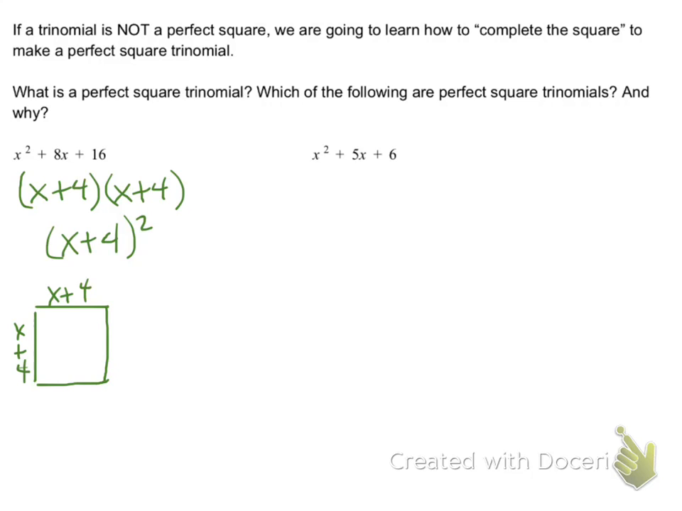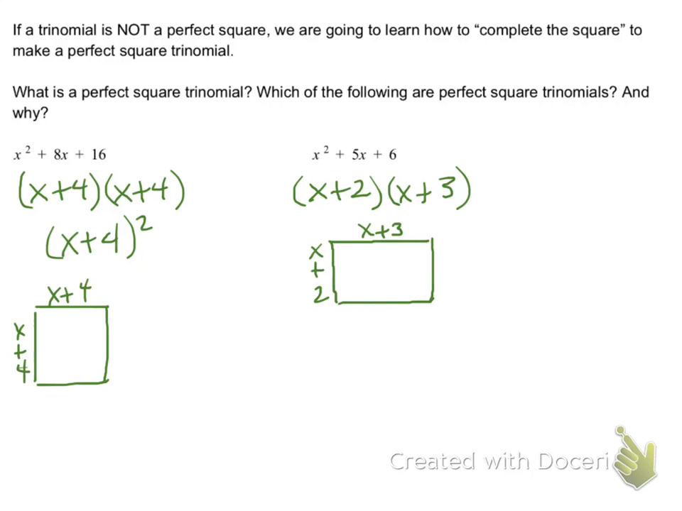If we look at the second example, it will factor as x plus 2 and x plus 3, but that's not a perfect square trinomial because if I were to again make a box out of it, one side would be x plus 3, the other side would be x plus 2, so it's not a square. It would factor, so it would make a rectangle, but it's not a perfect square.